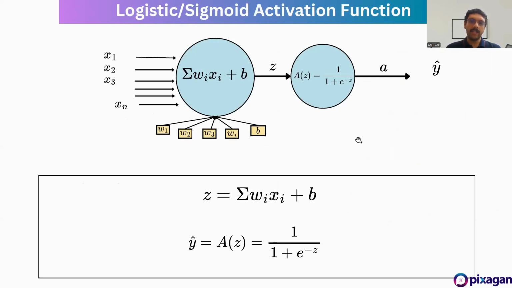So what we've done is taken the previous neuron structure, but now we have replaced the ReLU with the sigmoid activation function. And so you're left with Z is sigma WiXi plus B. Y hat is a of Z, which is 1 by 1 plus e to the power of minus Z, right?